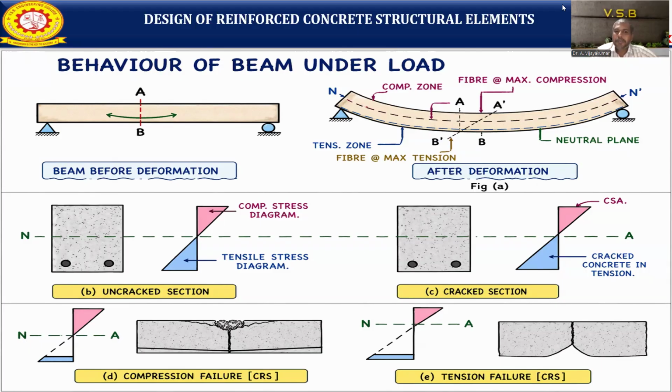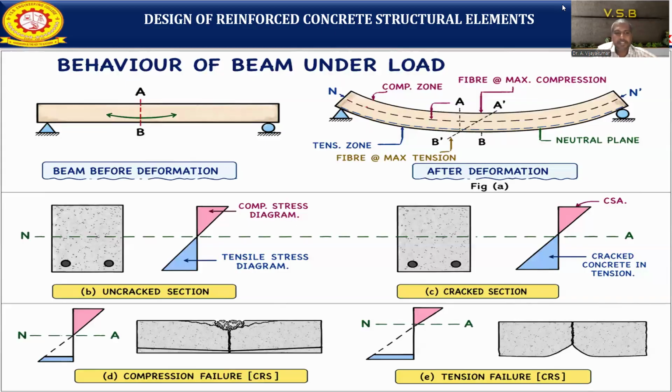Here is a simply supported beam, so the maximum deflection will occur, and it will be a sagging bending moment. Now we need to draw the neutral axis, which we call N and N dash. After bending, the plane should also remain constant, which we call A dash and B dash. Figure A shows the beam before deformation, and after applying load it is after deformation. Above the neutral axis is the compression zone, with maximum compression. Below that is the tension zone, and the midpoint has the maximum tension.